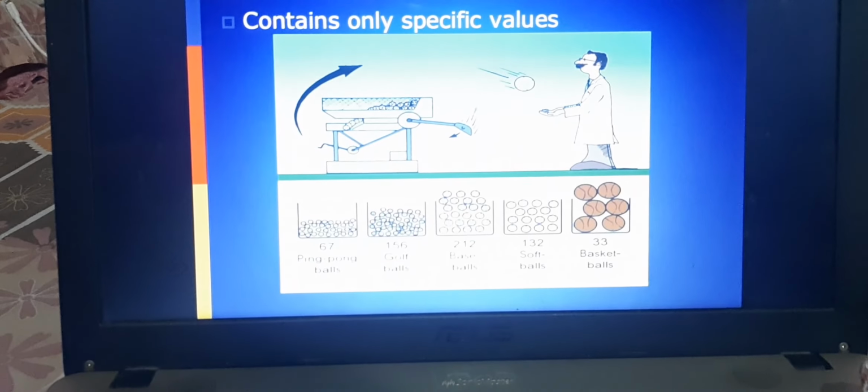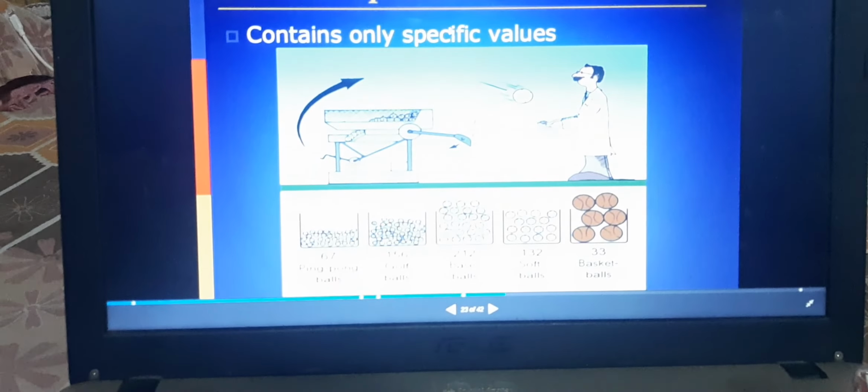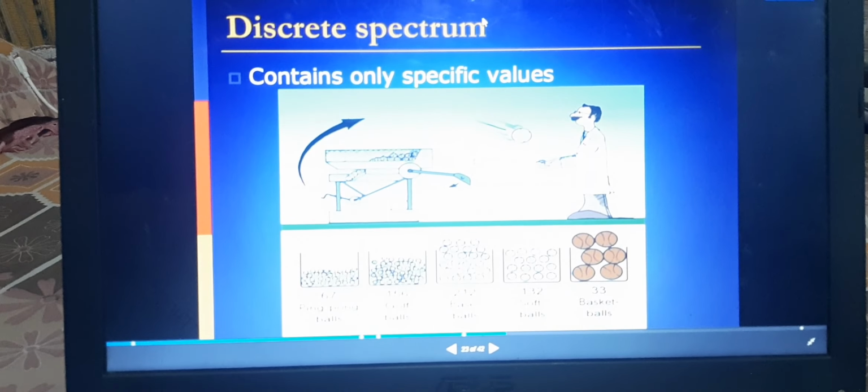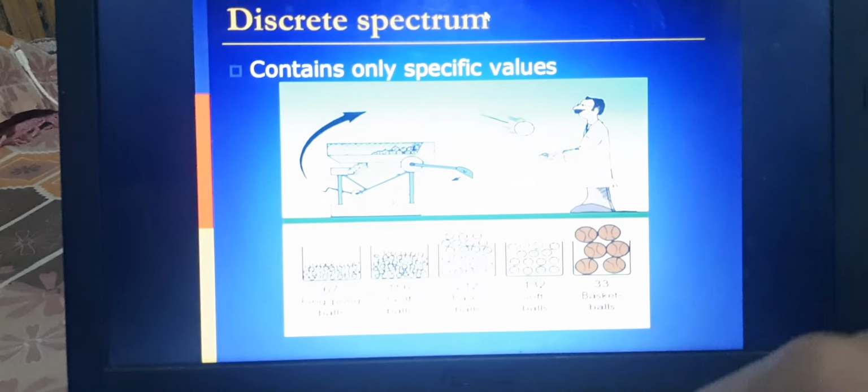So coming to the next point, that is your discrete spectrum, or the X-ray emission spectrum. We will discuss it in the next video.